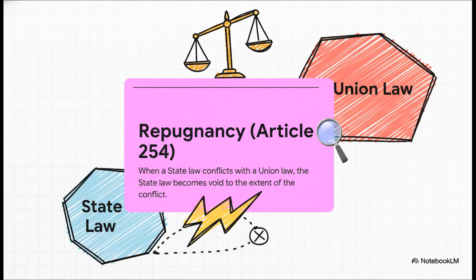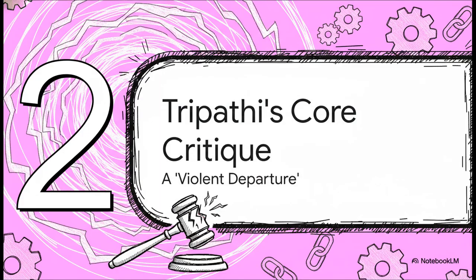Right, and just to be super clear, repugnancy is the Constitution's built-in conflict resolution tool. Article 254 basically says, when a valid state law and a valid union law are in a head-to-head contradiction, the union law is going to win. The part of the state law that conflicts is rendered void. Simple enough, right? But the massive question that Hoist raised was, when do we even get to apply this rule? And the court's very narrow answer to that question leads us directly to Professor Tripathi's powerful central argument.